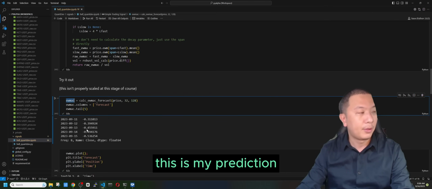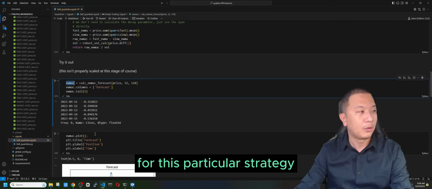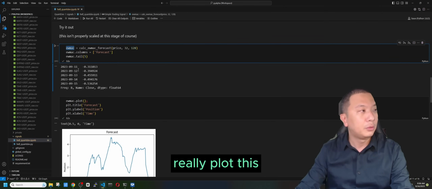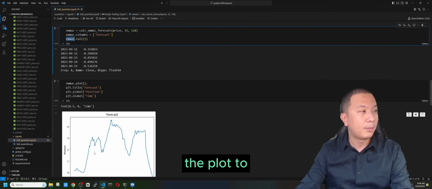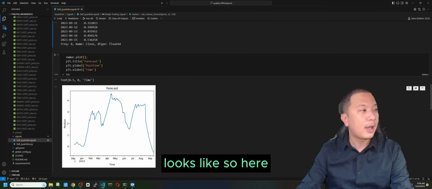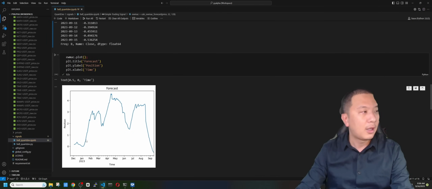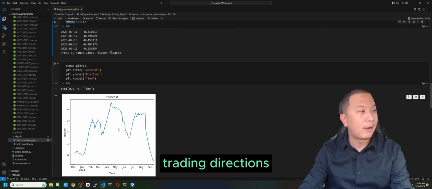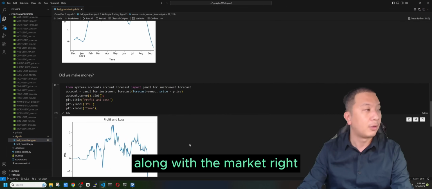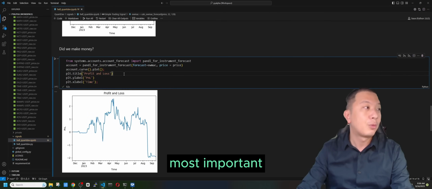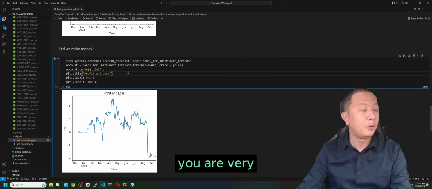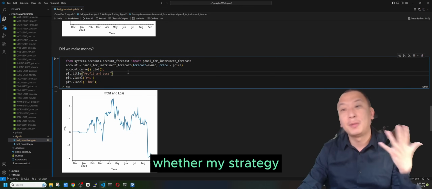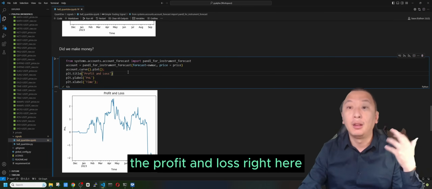This is what my prediction looks like for this particular strategy. The next thing is to plot this very first signal to see what it looks like. Here we see that it first goes long, then goes short, right? It changes trading direction along with the market. Next, the most important thing you are interested in is whether my strategy makes money, the profit and loss.